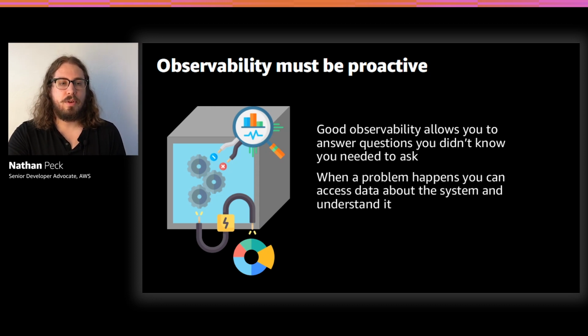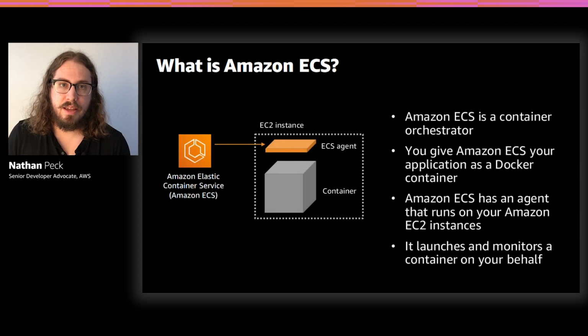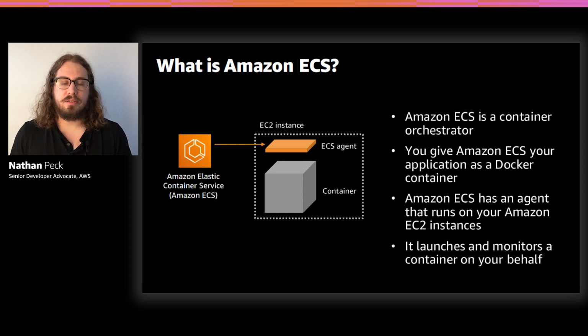So the first tool that I want to introduce is Amazon ECS. And what is Amazon ECS? To start with, Amazon ECS is what's called a container orchestrator. Just to explain what that is, you know when there's an orchestra, you have a conductor who sits up there and tells everybody what to do and how to play the instruments. Well, Amazon ECS is similar to that for containerized applications.